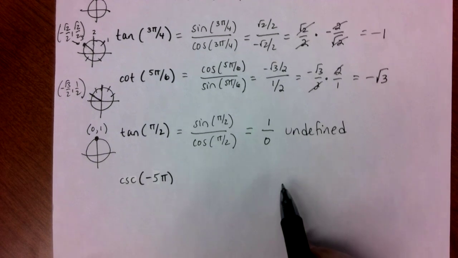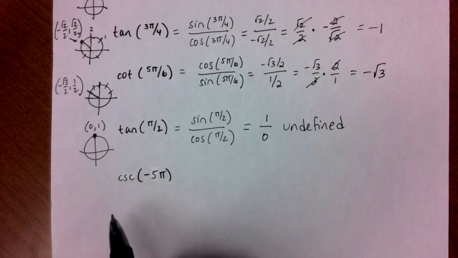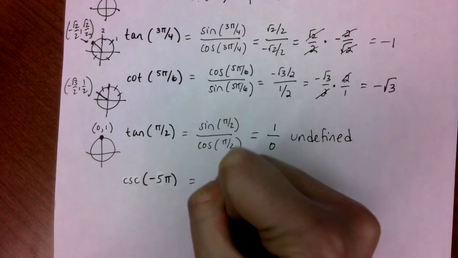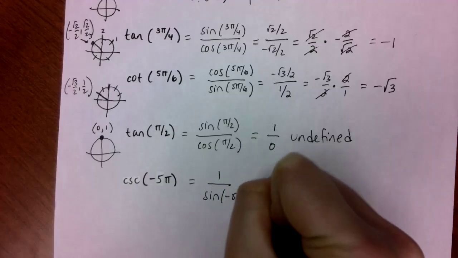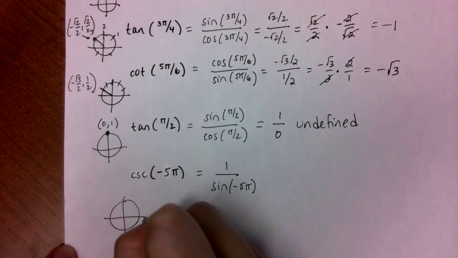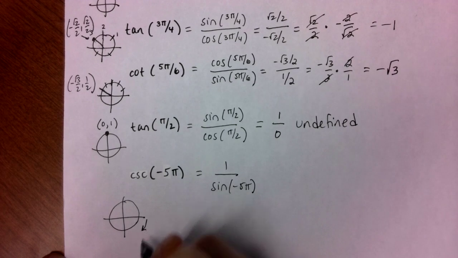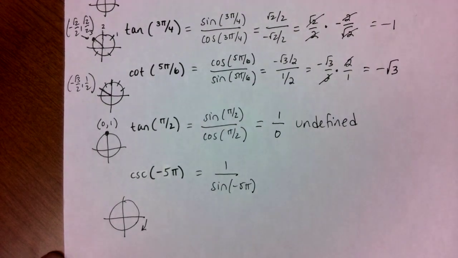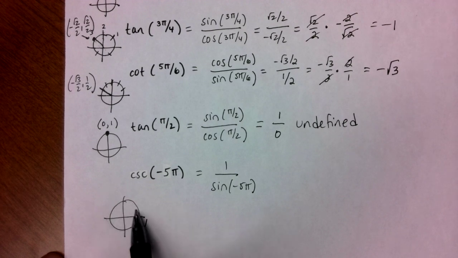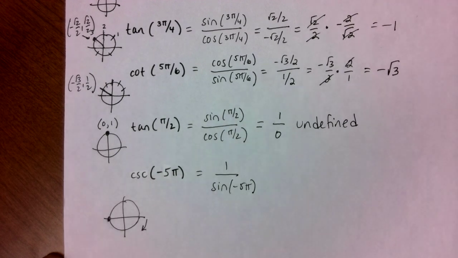All right. Similarly, for something like cosecant of negative 5 pi, cosecant is 1 over sine. So we need to figure out what the sine of negative 5 pi is. So we start by locating negative 5 pi. Negative in the angle means we're rotating down clockwise instead of the normal counterclockwise. So this is 1 pi, 2 pi, 3, 4, 5 pi. Negative 5 pi lands me here.